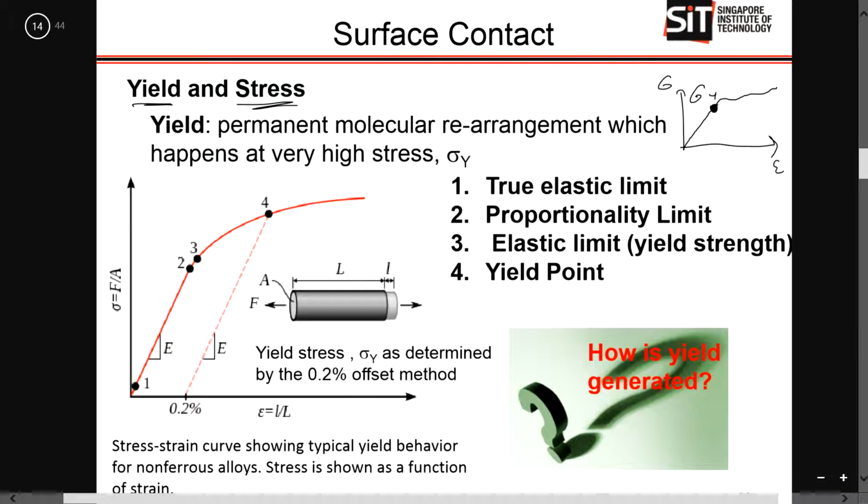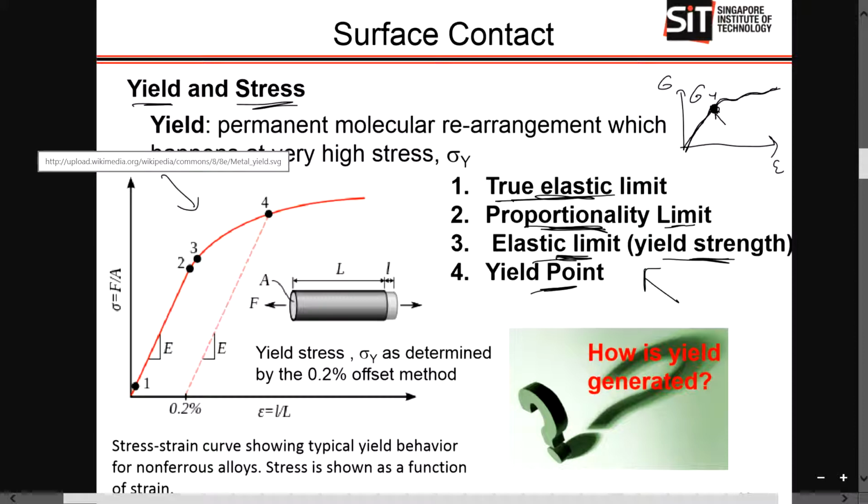This is the true elastic limit, the last point of elasticity. Once you reach this point, you will go on to deformations. The true elastic limit is also called the proportionality limit, or elastic limit, or the yield strength, or the yield point. These are the different names they call it. I hope that you get it clear.